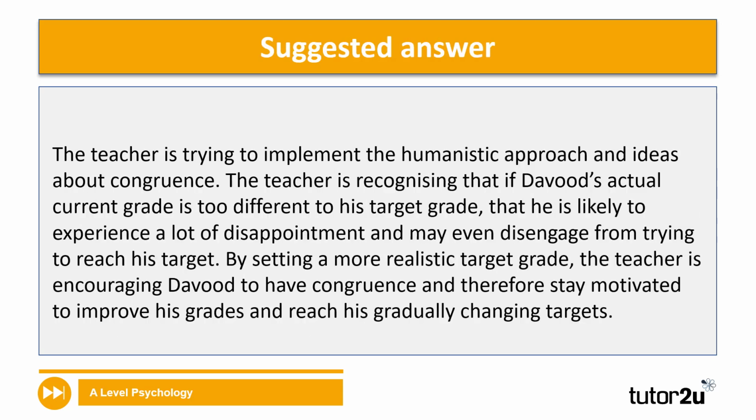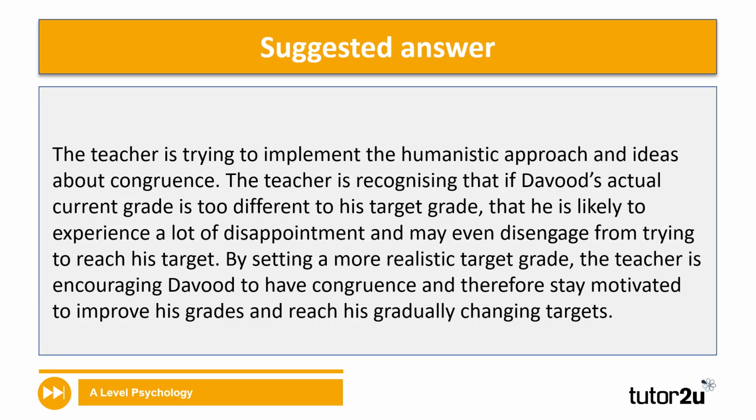And here's a suggested answer for that question. So the teacher's trying to implement the humanistic approach and ideas about congruence. The teacher's recognising that if Davude's actual current grade is too different to his target grade, that he is likely to experience a lot of disappointment and may even disengage from trying to reach his target. By setting a more realistic target grade, the teacher's encouraging Davude to have congruence and therefore stay motivated to improve his grades and reach his gradually changing targets.